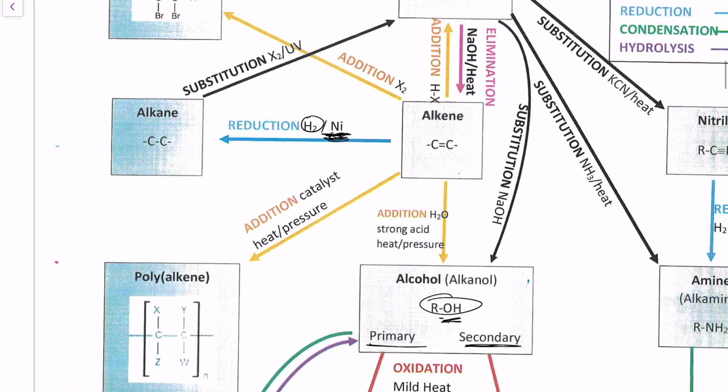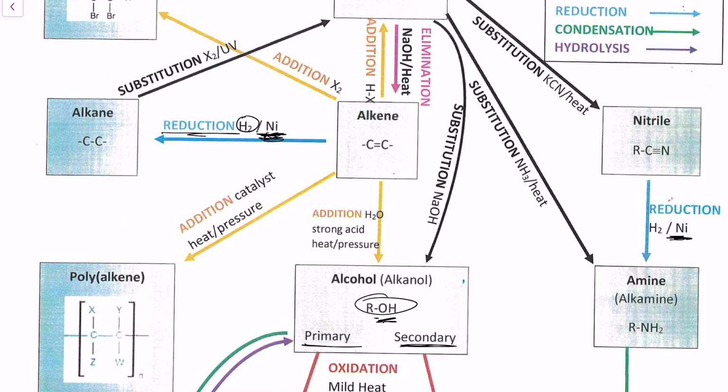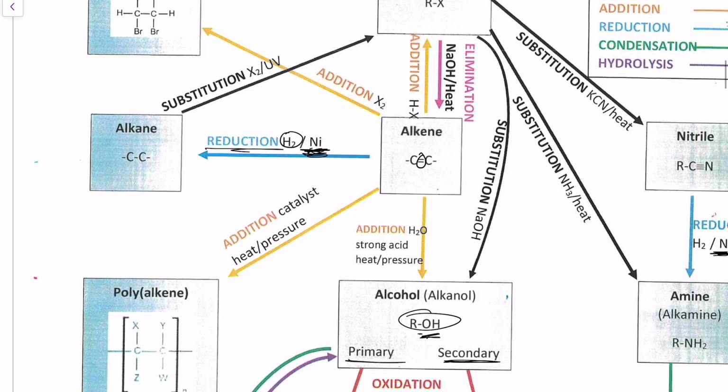How I remember reduction is it's just basically reducing those double bonds. For example, an alkene has a double bond on these two carbons, but on an alkane we have only a single bond. And so that's how I remember a reduction.